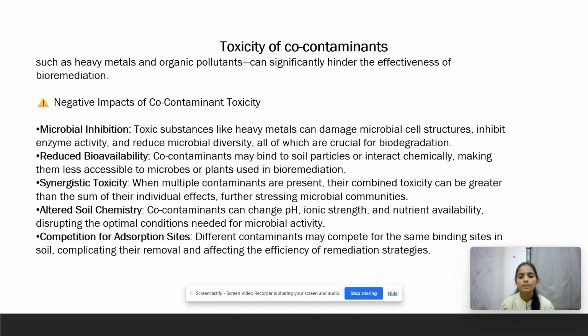Altered soil chemistry: the co-contaminants can alter the pH, ionic strength, nutrient availability and oxygen availability, that leads to disruption of microbial activity and further reduces microbial degradation. Competition for adsorption sites: different contaminants may compete for the same binding sites, which leads to microbial activity reduction and further affects the remediation strategies.